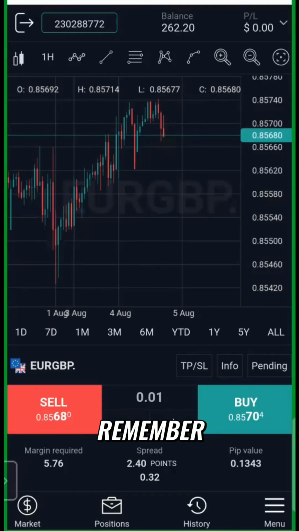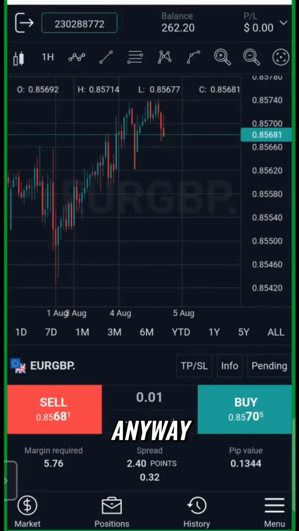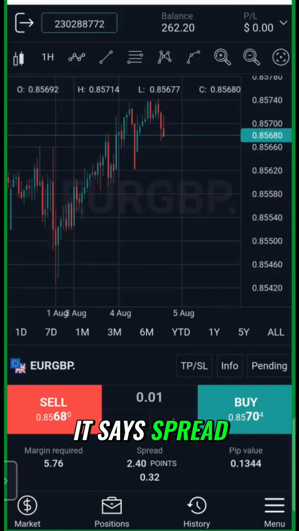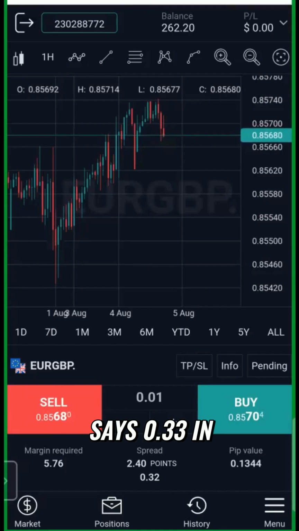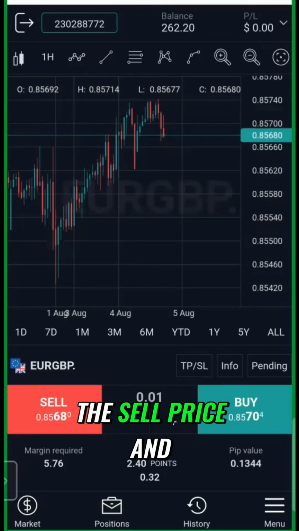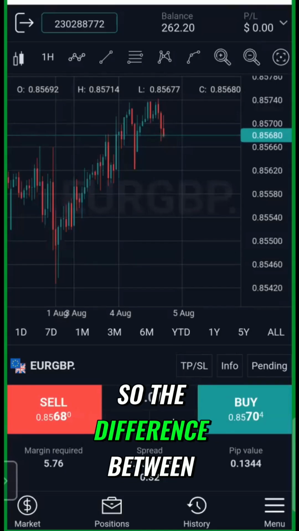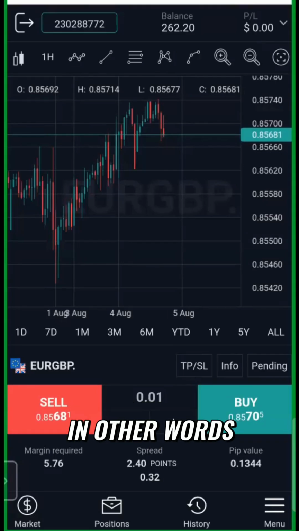We discussed that before. Remember? Leverage. You have buying power, leverage. So this is how much you need to trade 0.01. And then in the middle between sell and buy, you see it says spread, 2.40 points, and below that, 0.33 in dollars. If you look at the sell price and the buy price, the sell price is 85.68 and the buy price is 85.70. So the difference between them is about 2.40 points, in other words, 2.4 pips.